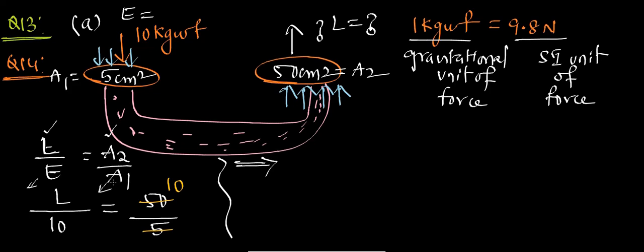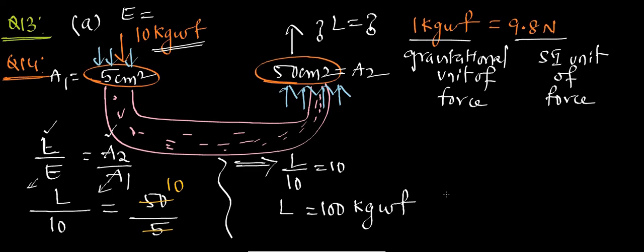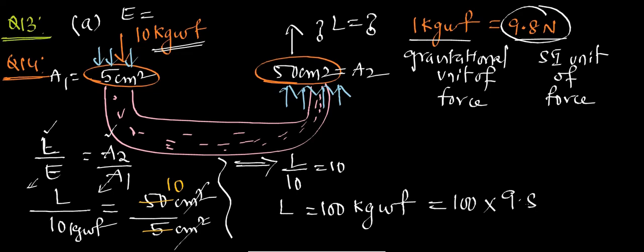Any doubt? No, ma'am. Then load is 100. Load by 10 is equal to 10, and load is equal to 100. And what is the unit here? First force is in kilogram weight, so here also force will be obtained in which unit? Kilogram weight. Centimeter square cancels. 10 kilogram weight as it is, so you'll get the answer in 100 kilogram weight, but the options are given in newtons. So convert this 100: 1 kilogram weight is how many newtons? 9.8 newtons.